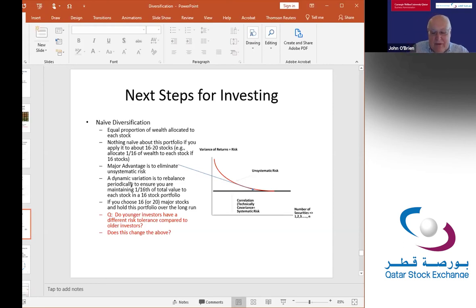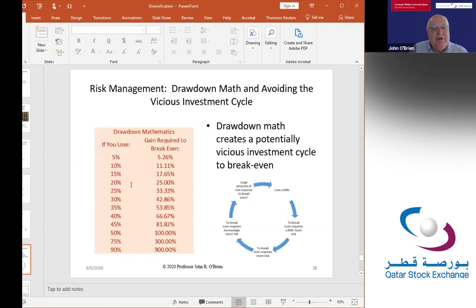Well, let me raise a flag of caution. Some of you will learn this the hard way, but luckily with smaller amounts of money, rather than wiping out a large amount of money. The drawdown math is that you want to avoid this vicious investment cycle. The vicious investment cycle is that if you lose a little, the gain to break even is more than what you've lost. So we start at 5%.